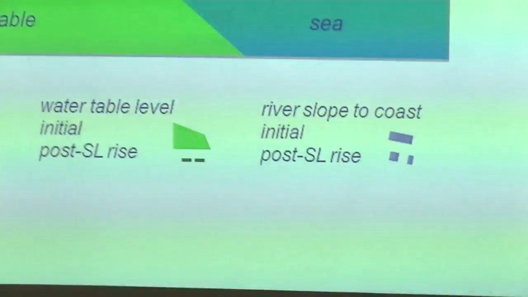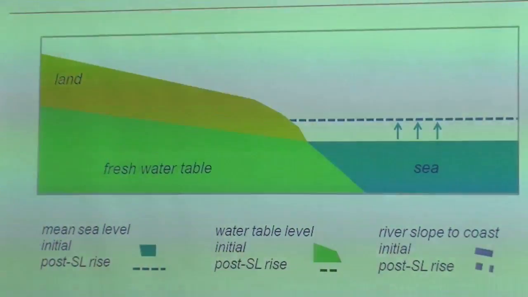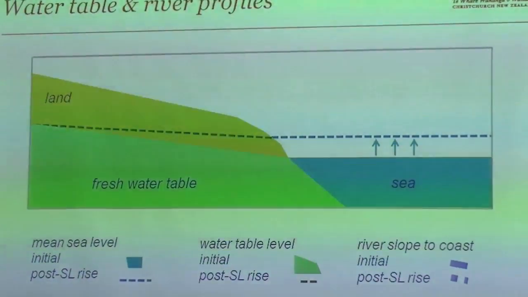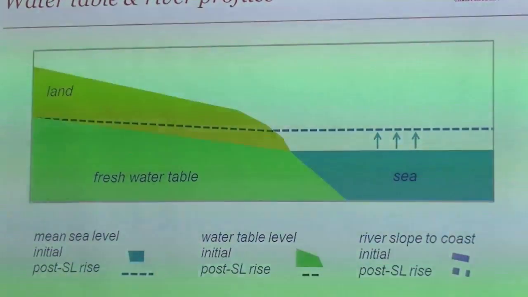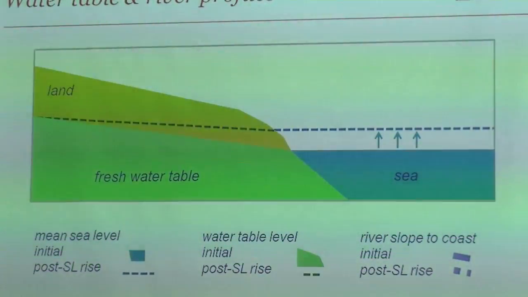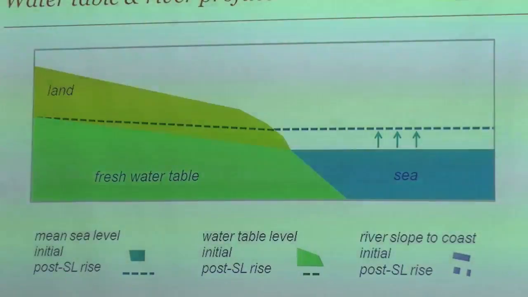I'm going to look at two responses to sea level, two groups of responses. The first one is what happens to the water table and the rivers. So we're looking at how the freshwater component of our city responds to sea level rise. So we start off with a base sea level. If we get sea level rise, like that, our water table also responds. Because in the original scenario, the water table has a gentle slope underneath our land, which runs down to meet our present average sea level.